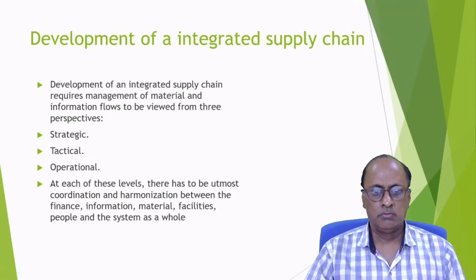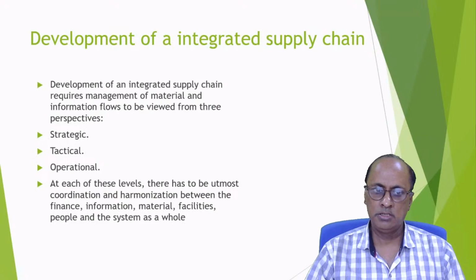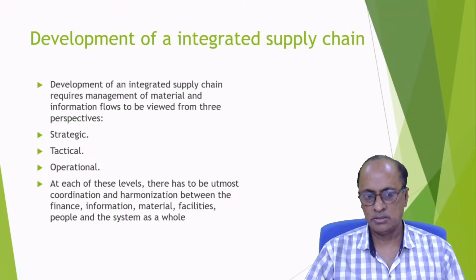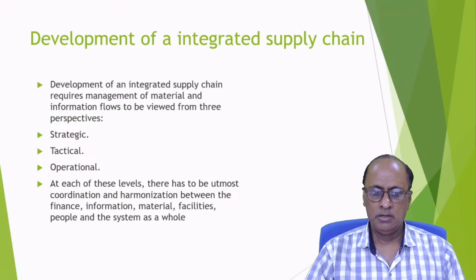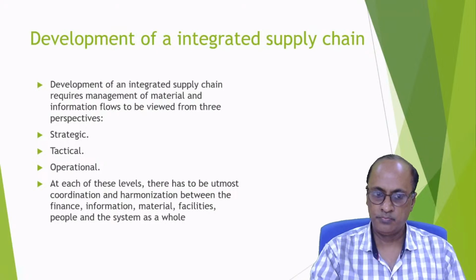So, when we talk about an integrated supply chain, we talk about the perspective from which we see this integration. The first is strategic integration, then tactical integration, and operational integration. These are different levels of integration. And when we talk about this integration, we must take utmost care that there is coordination and harmonization between finance, information, materials, facility, people, and the system as a whole.